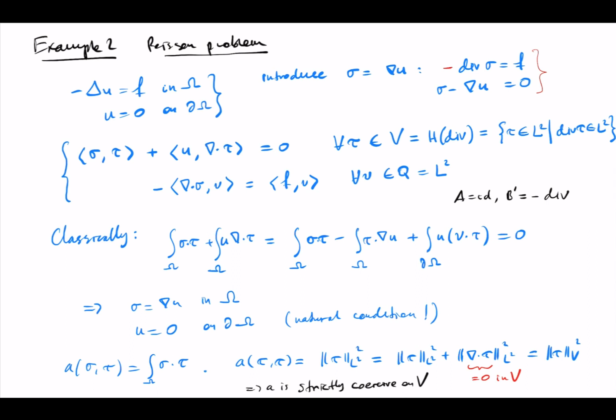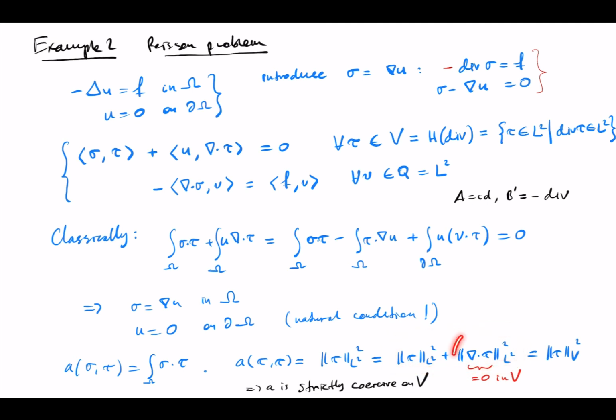Now, to show positivity or coercivity, we just check what is A tau. But remember, in order to show coercivity, what is the space in which tau lives? It's H div, it's not L2. If it was L2, this would have been enough to show strict coercivity. But because the divergence in L2 condition is involved in the norm of V, we also have the divergence term. So this would be the norm squared of tau in the H div space.